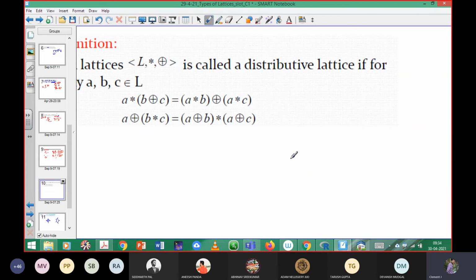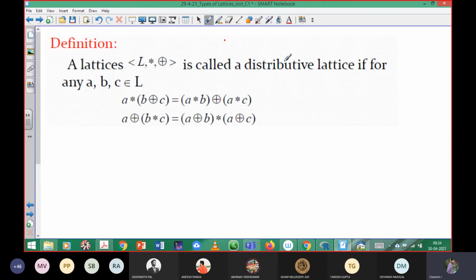Next, we can enter into the last definition of this model, that is distributive lattice. That's very simple. Already you are aware of the property of distributive. Associative is applied between three elements with the same notation. But in distributive, two different notations will come. According to that, A star (B plus C) equals (A star B) plus (A star C).